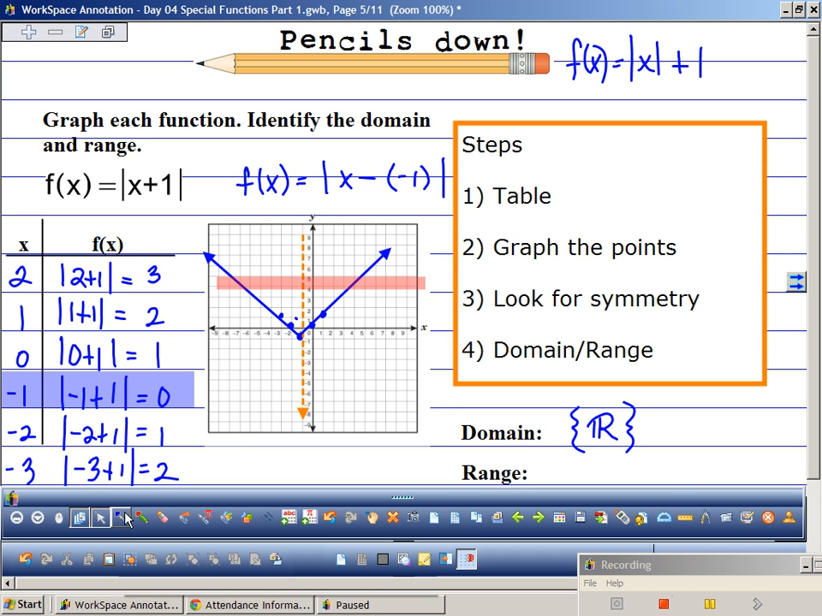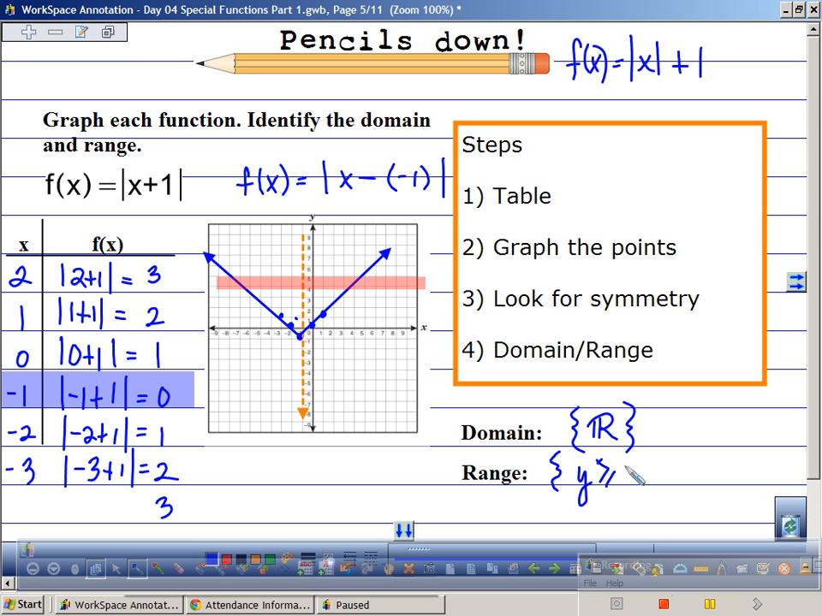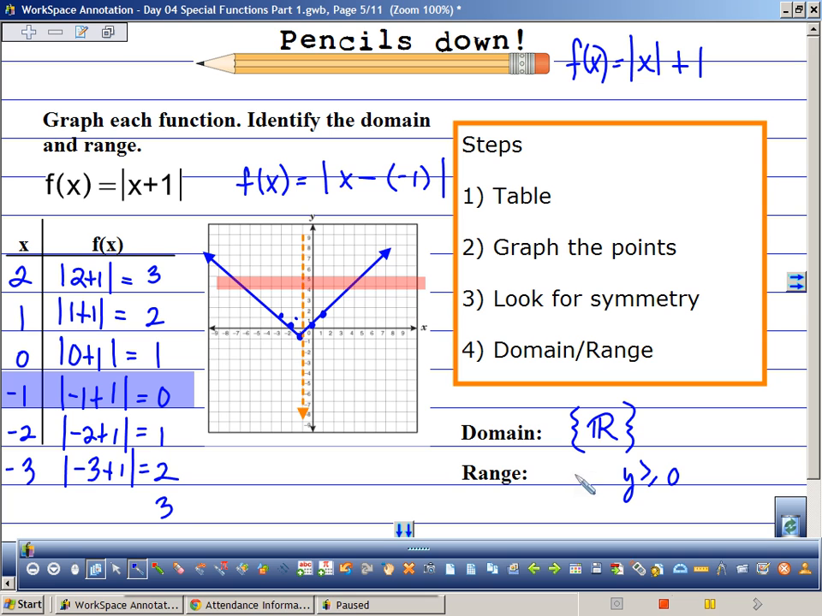Correct? So my range would be greater than or equal to 0. I should have put my y such that in there. Let's do this. I think I'll start doing this. Say y is greater than or equal to 0. What are we talking about? Y. Put on the curtain. Okay? All right, go ahead and copy that down.